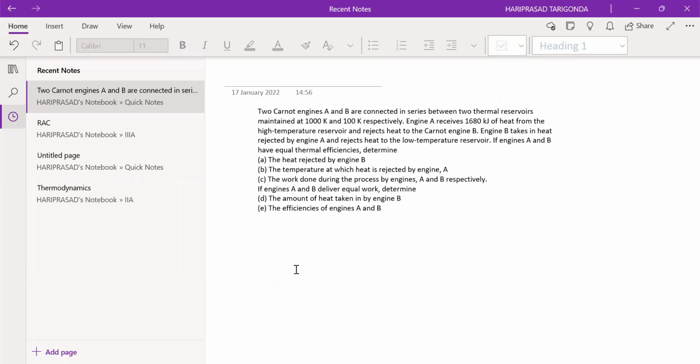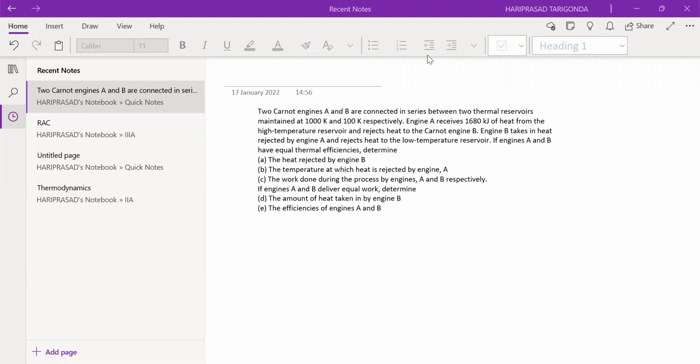Have you completed, sir? Yes, sir. So try to understand the problem clearly. Here there are two engines, A and B, connected in series. So let us take one engine A and one engine B, connected in series.